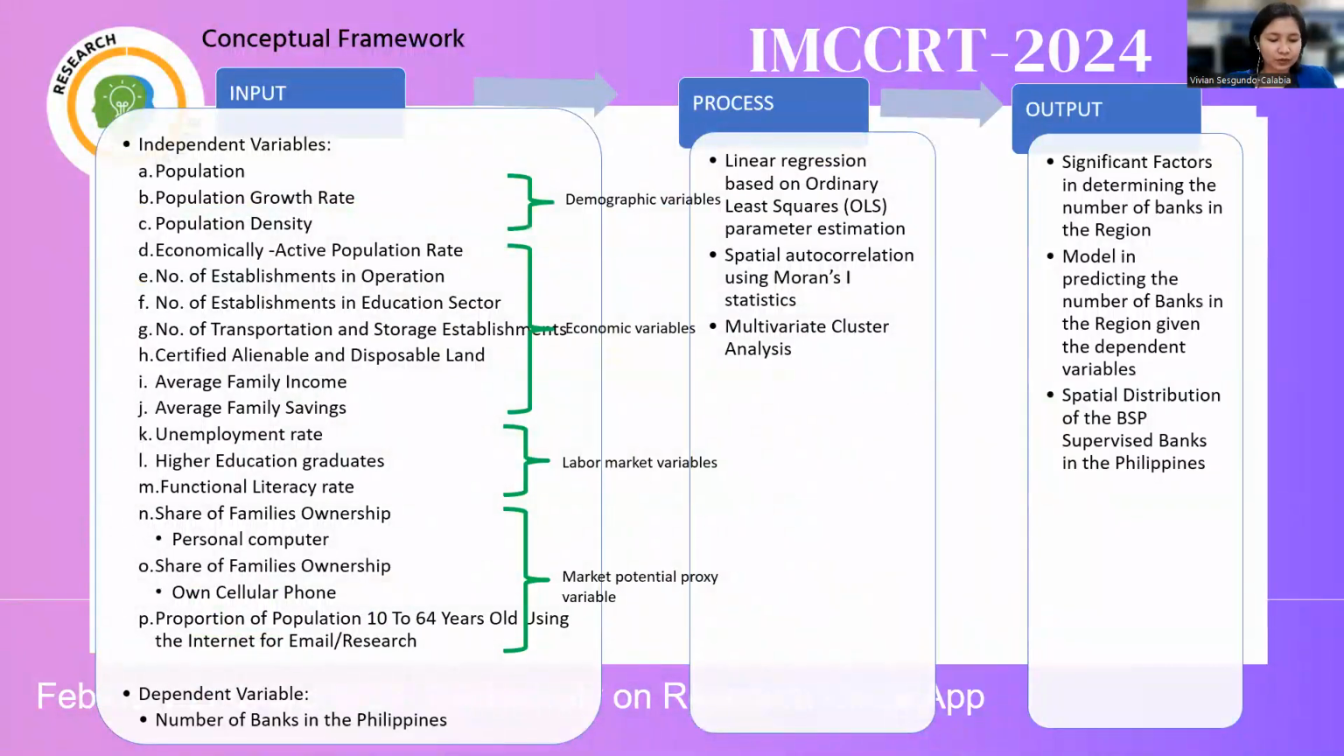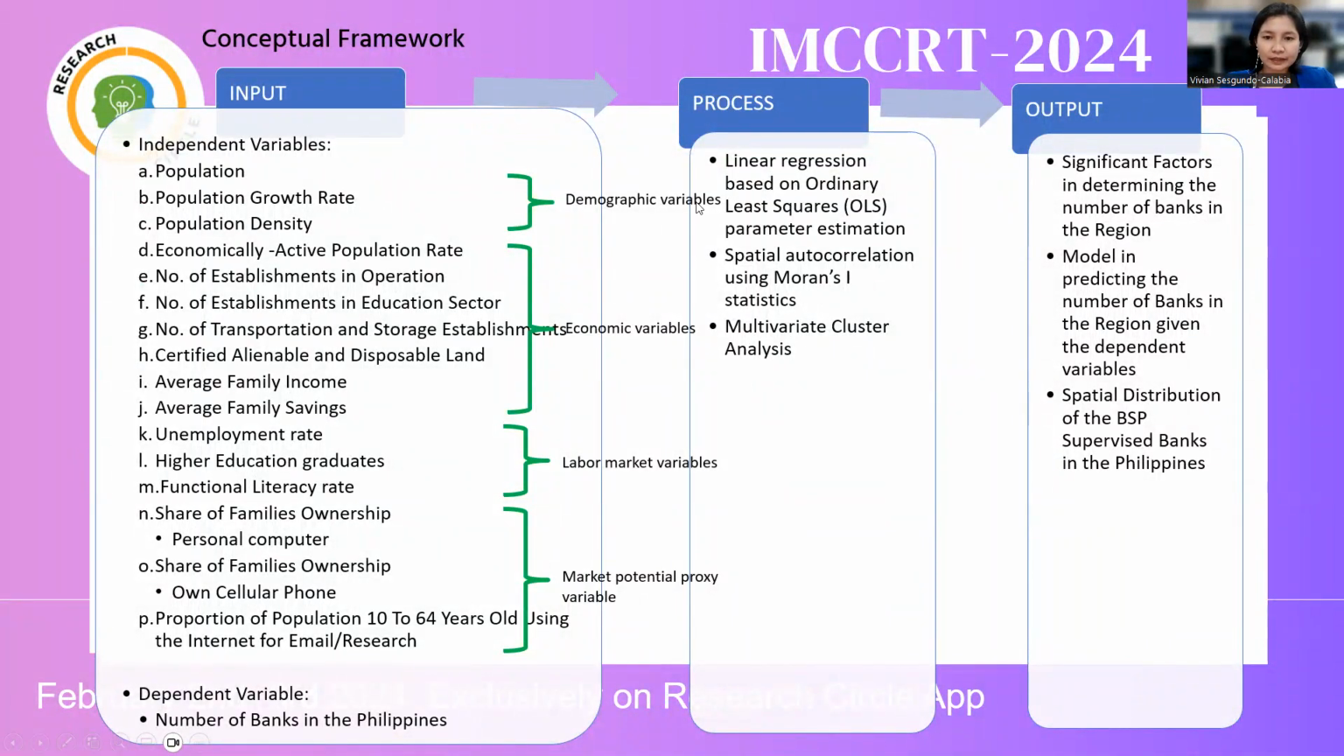So for this study, we are going to focus on the BSP supervised banks in the Philippines. This is composed of offices and branches, physical banks. We're going to use the demographic variables, economic variables, labor market variables, and market potential proxy variables. These data are from the Philippine Statistics Authority. And our dependent variable will be the number of banks in the Philippines from the Bangko Sentral ng Pilipinas.